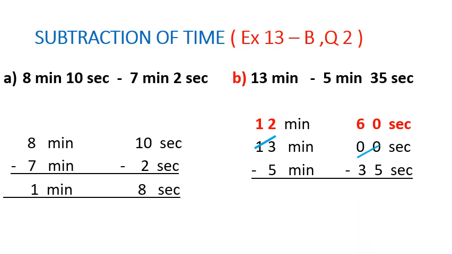Isn't it? Now 0, 0 gone. We have 60 minus 35. What is 60 minus 35? Yes, it is 25 seconds and 12 minus 5 is 7 minutes. So the final answer is 7 minutes 25 seconds. So here when we are borrowing, you have to keep in mind that 1 minute has how many seconds. That relation will help you to do things in a better way. Okay?